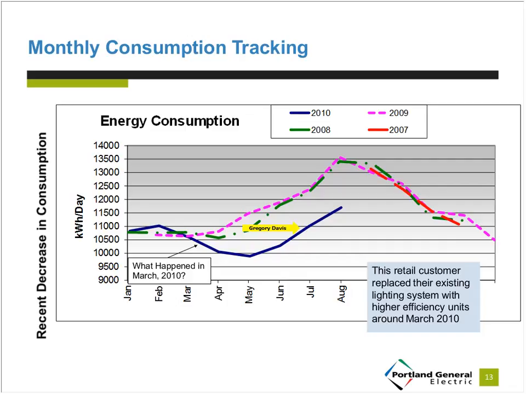They saved about 200 kilowatt hours per day, which translates into, if you're paying 5 cents per kilowatt hour, about $100 a day just by putting in this lighting project. So you can see that by monitoring energy, you can not only find out when things are going wrong.